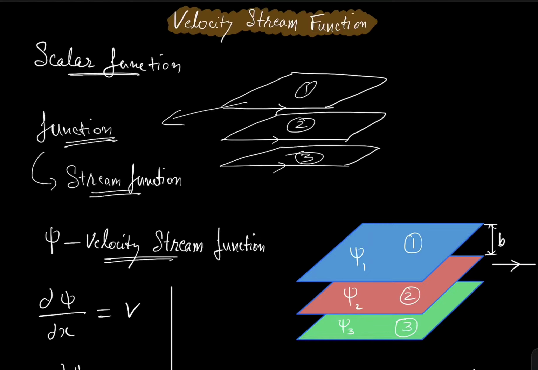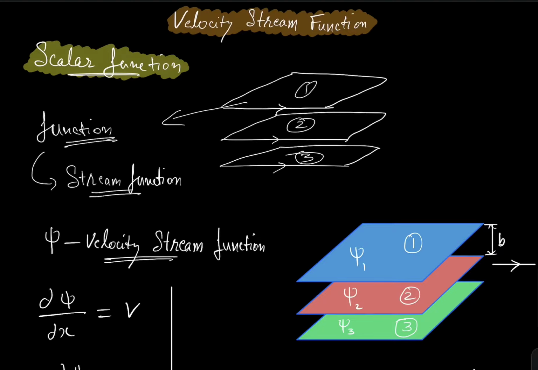So in last class we have studied about velocity potential function, right? This class is about velocity stream function. First of all, let's understand that this is also a scalar function, right? Velocity potential function was also a scalar function and velocity stream function is also a scalar function. So basically, first of all, let's understand what is this stream function.